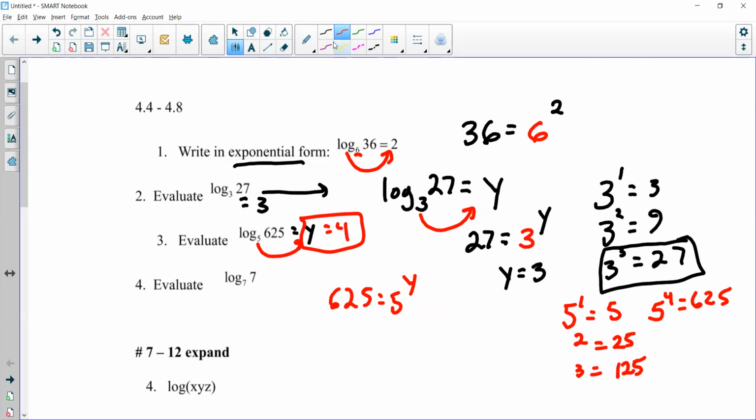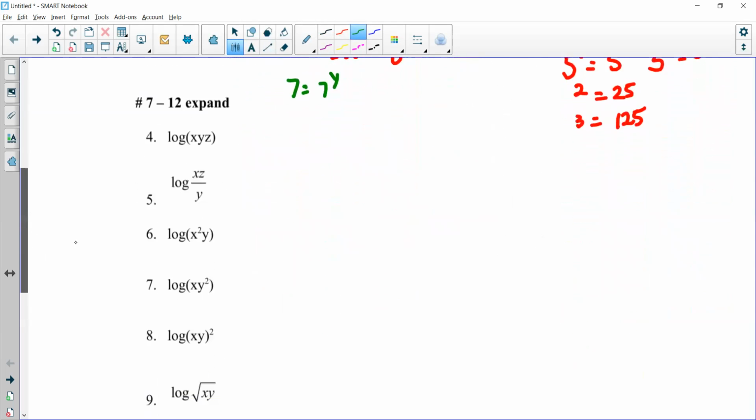This one here, this should be a little bit easier. Log base 7 of 7 equals y. I'll do it in a different color so we don't get mixed up. So that's the same thing as I move my 7 over here. 7 equals 7 to the y power. This should be pretty obvious, but if it's 7 and this is 7, this must be to the 1 power because it's staying the same number. So y equals 1. You could pause the video if you need to copy that.